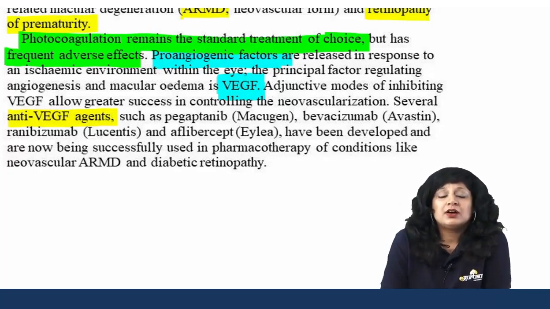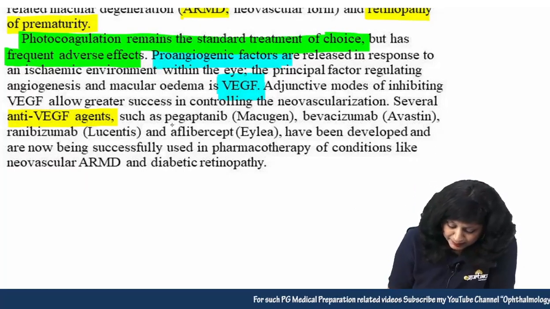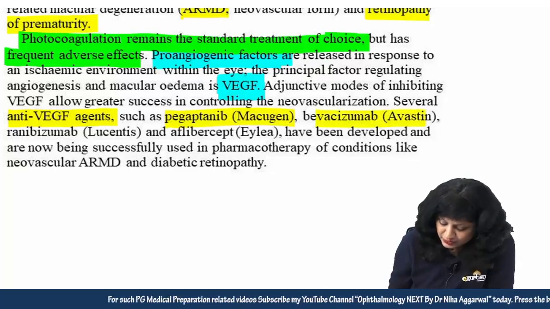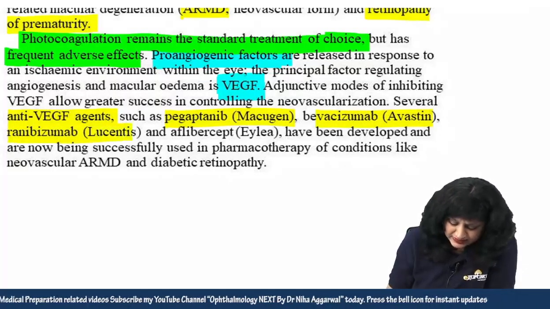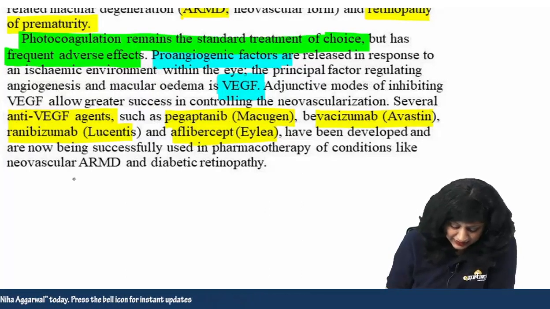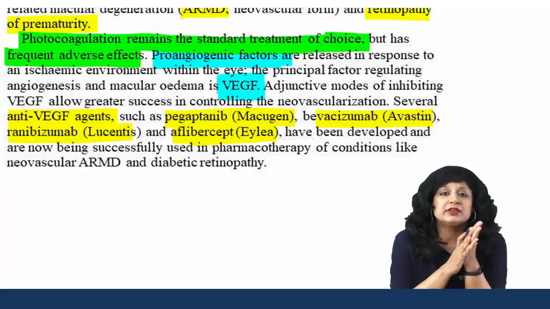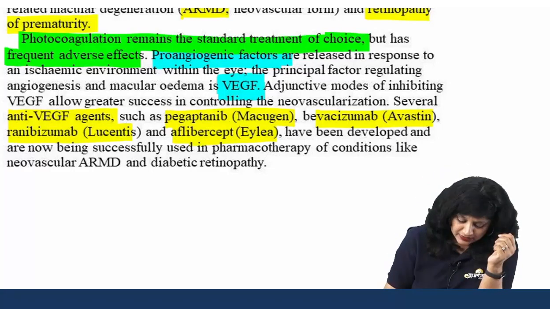Okay, one important one is the VEGF, and therefore, as far as the treatment modality is concerned, one important treatment modality which is common to these is your anti-VEGF. So we have pegaptanib, Macugen, bevacizumab, Avastin, ranibizumab, Lucentis, and then we also have aflibercept, that is Eylea. They have been developed, and they are used as a successful treatment in cases of neovascular ARMD as well as diabetic retinopathy.